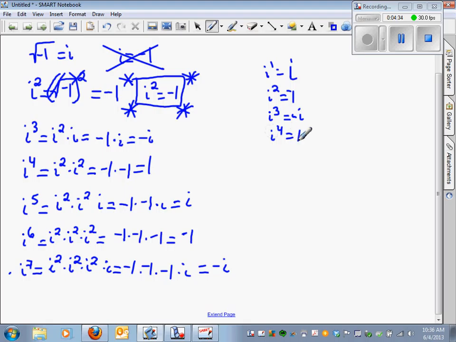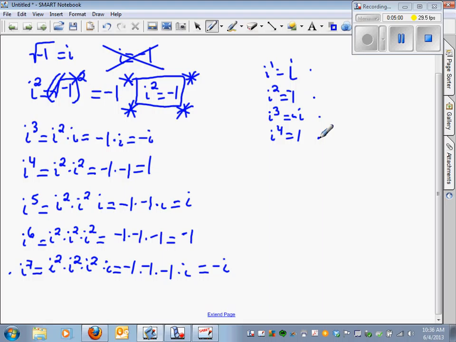Anything after that simply repeats. So I to the fifth would go back to the same thing as I to the first. I to the sixth would be the same thing as I squared. I to the seventh would be the same thing as I to the third. I to the eighth would be the same thing as I to the fourth. So we have this pattern of 4 different answers that we can get. Any power of I has to be one of these 4 things.